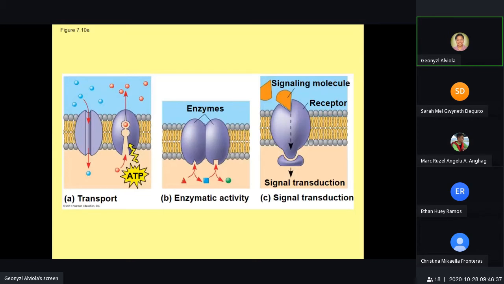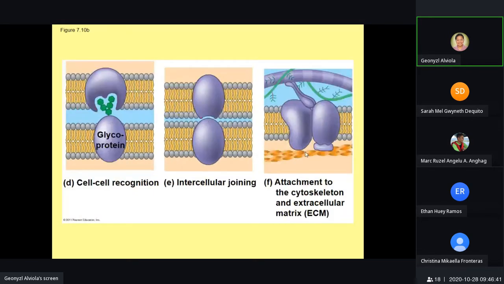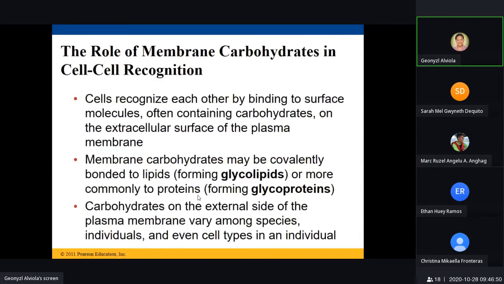Okay, transport, enzymatic activity, signal transduction, cell-to-cell recognition, intercellular joining, and attachment to extracellular matrix. Now, the role of the membrane carbohydrates in cell-cell recognition. Okay, cells recognize each other by binding to surface molecules. So, like katong from the previous diagram.